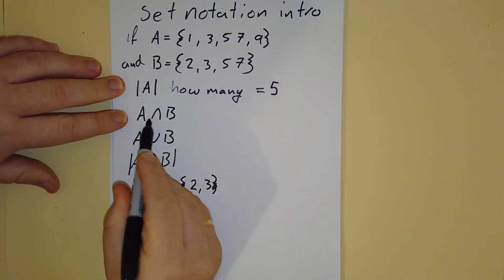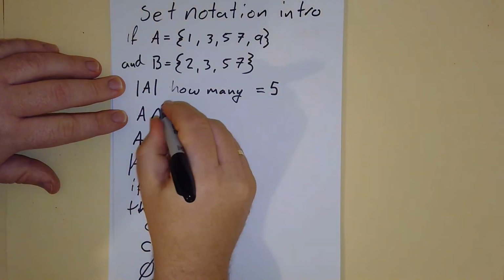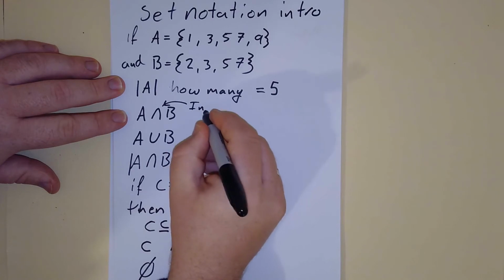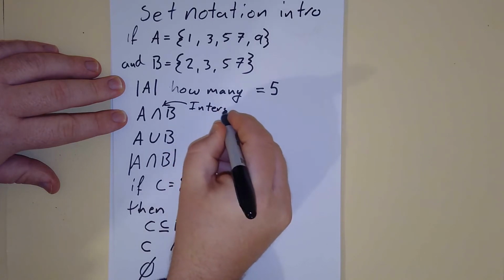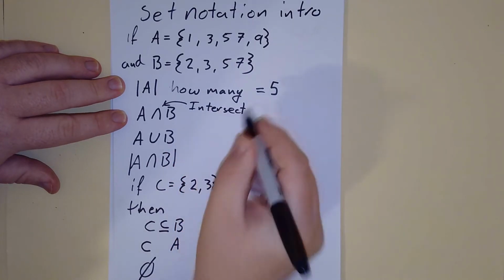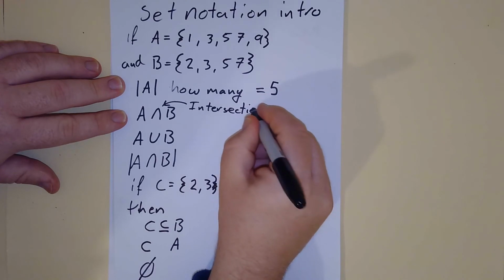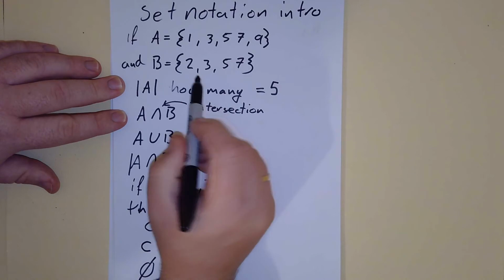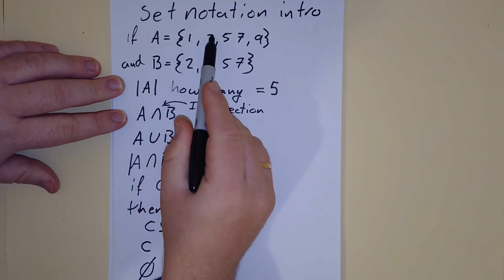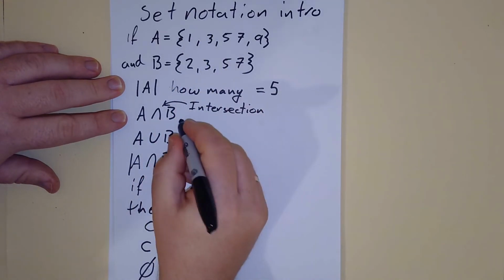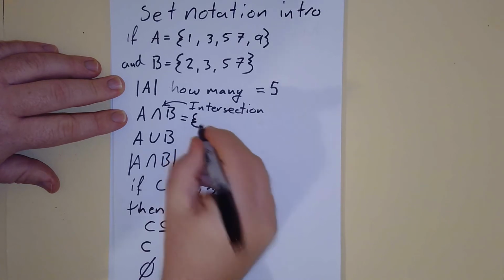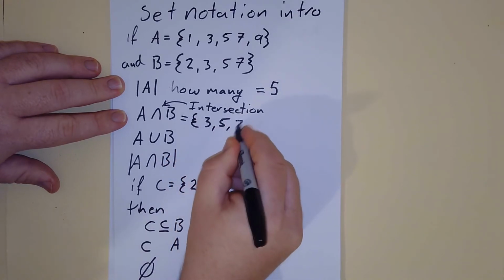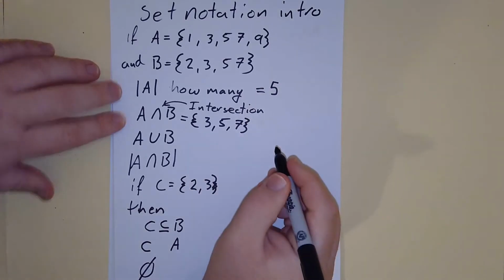This symbol here we read as intersection. So it's asking for the intersection of A and B. That's the things that are in both. So 1 isn't in both, 2's not in both, but 3, 5, and 7 are. So that would be a new set, which would be 3, 5, and 7.